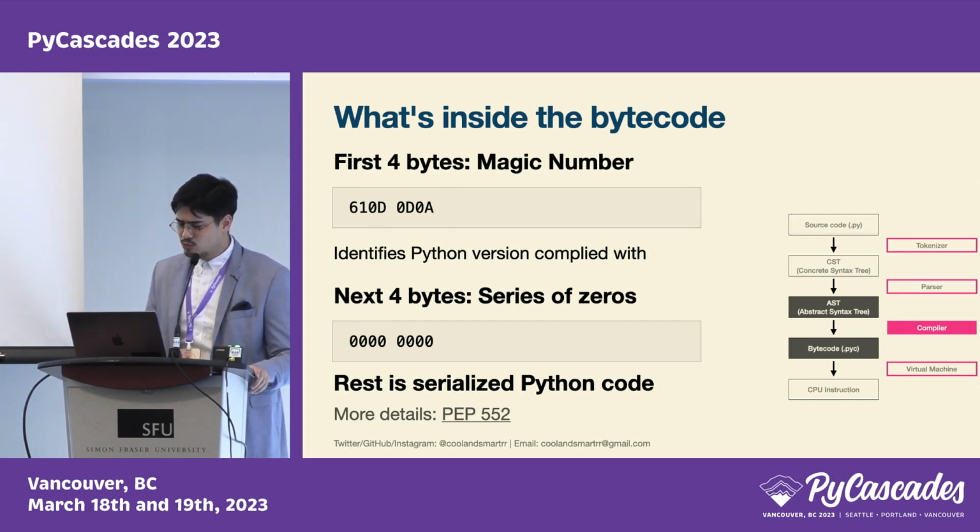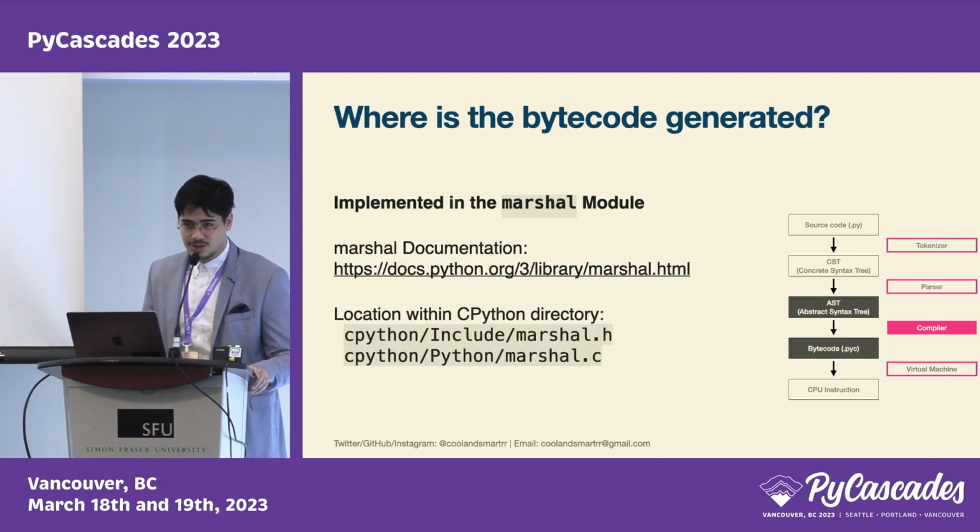Now, in what part of the Python compiler is the bytecode generated? Well, it's generated in the Marshal module. And you could read the documentation in this place. If you want to look at the source code, the header is in the Include directory, and the rest of the code is in the Python directory.